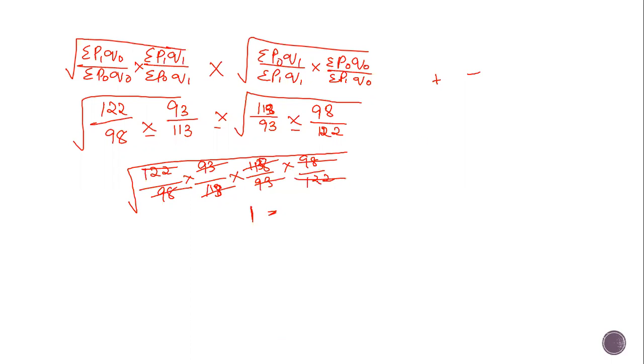But when it comes to Marshall Edworth or Drobisch-Bowley, there you have to add, because there it is a plus sign in between. When it is a plus or a minus sign, you cannot directly cancel.